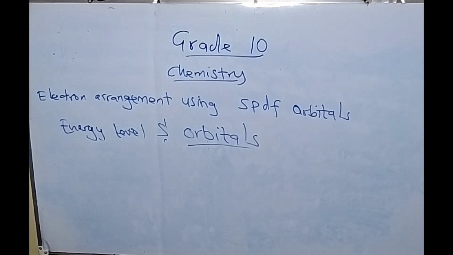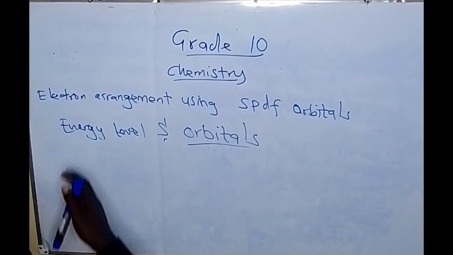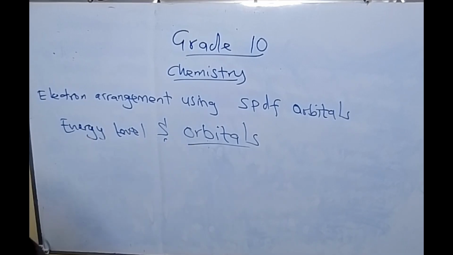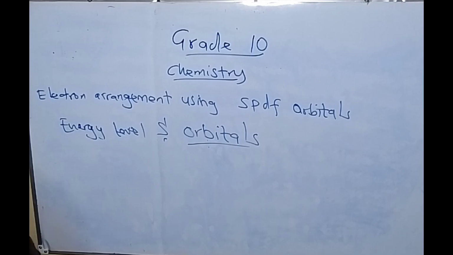Today we are looking at grade 10 chemistry, trying to simplify. I want us to look at the electron arrangement using the SPDF orbitals. Here we are going to go directly into the relationship between energy levels and orbitals. From the previous chemistry syllabus, we were much into energy levels, but now for grade 10 we'll be dealing with orbitals, sub-levels, and the principal energy level numbers.